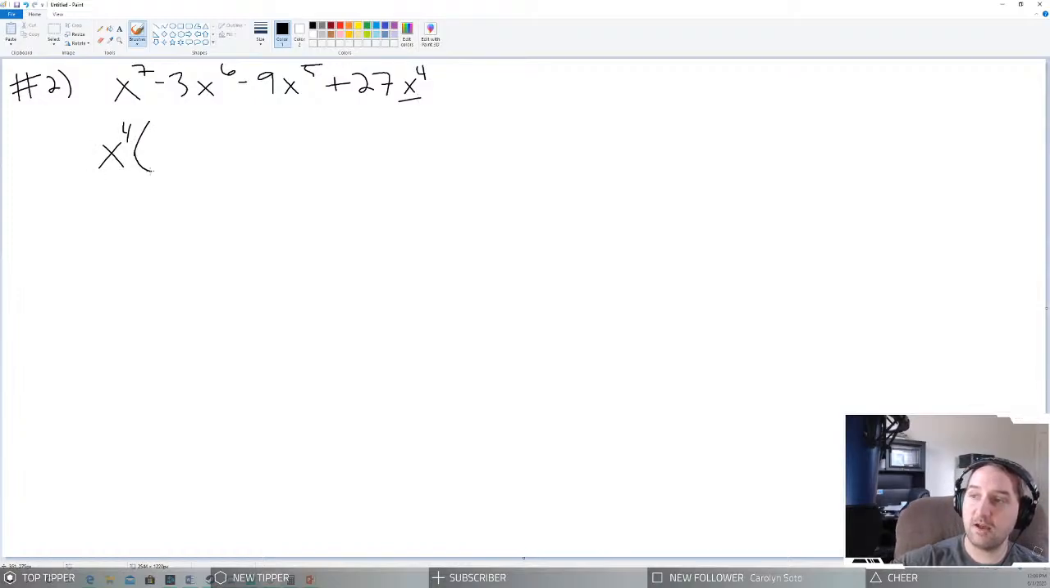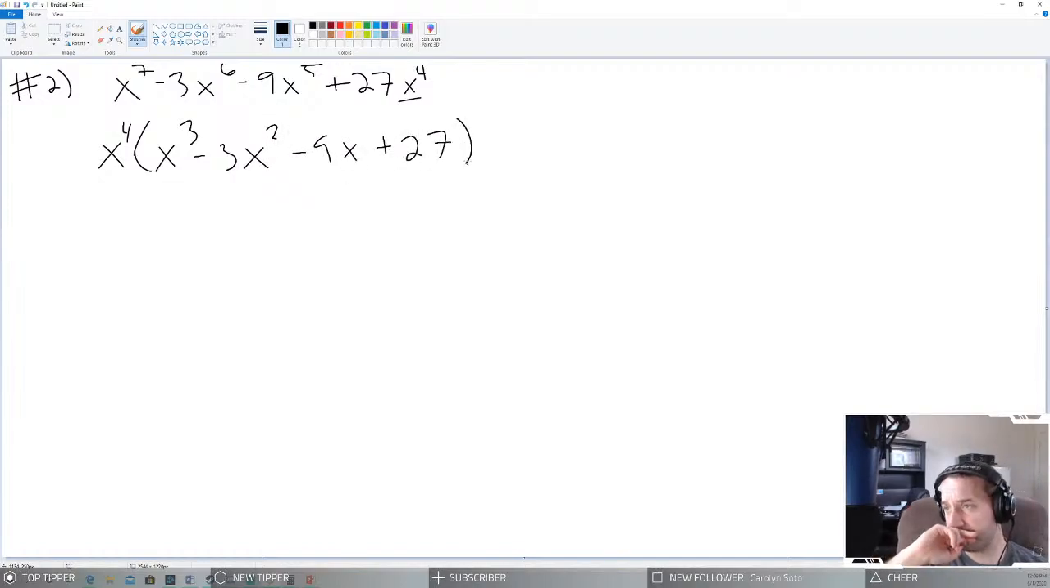So factoring that out, I'm going to get x to the 3rd minus 3x squared, and then minus 9x, and then plus 27. So I factored out that x to the 4th. Now that we factored that, I can do my p's over q's with that part there.